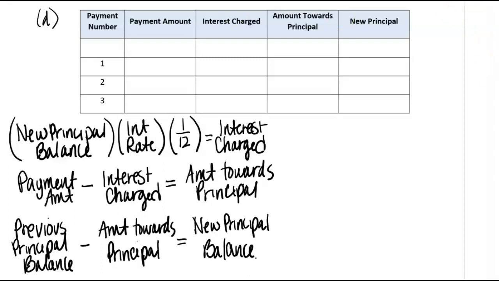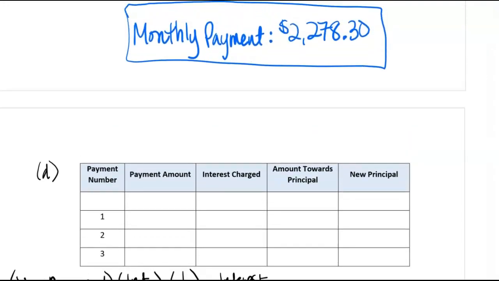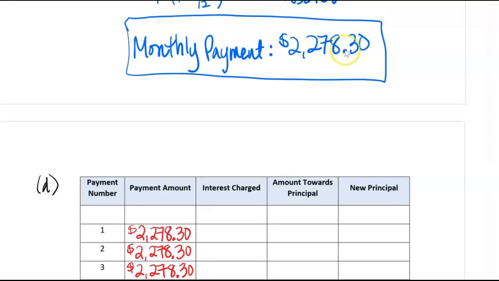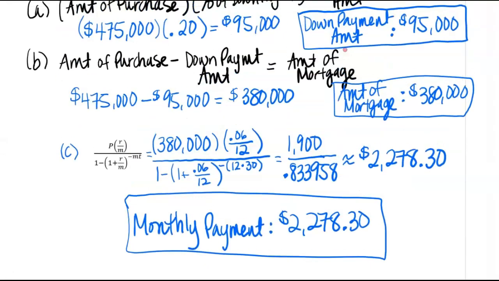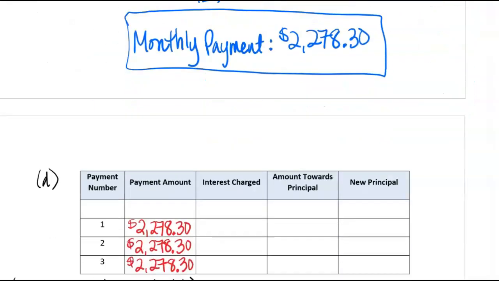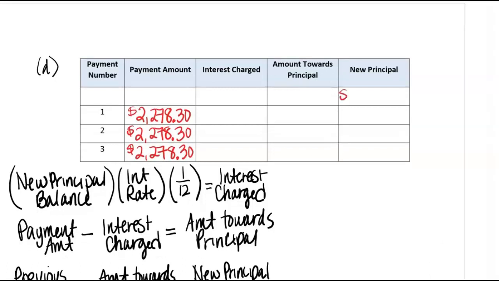So one thing to note, the payment amount will always be the same, and in this case, Ching-Chi's payment amount is $2,278.30. It is the amount that we found in Part C. Also, the starting principal balance will be $380,000, which is found in Part B. It is the amount of the mortgage. So we'll put this as the starting principal balance.